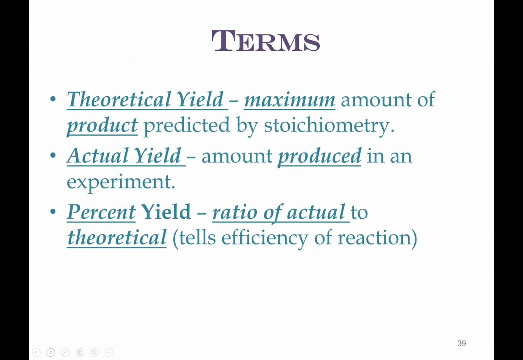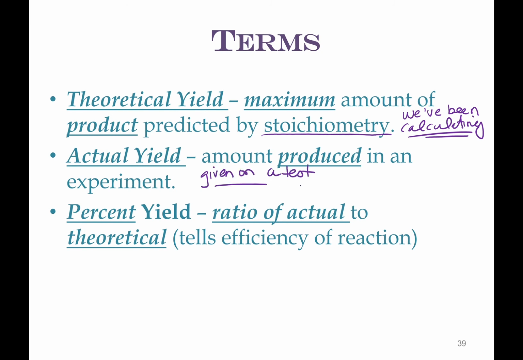Few more terms, just a reminder of theoretical and actual yield. Theoretical is always predicted by stoichiometry. This is what we've been calculating. It's always calculated. Actual yield, you're going to have to be given this on a test. This is what you obtain, or you would find it mathematically in the lab. So you would measure it out or subtract until you find it. Whatever you're doing with your results, you're going to get this from experiment.